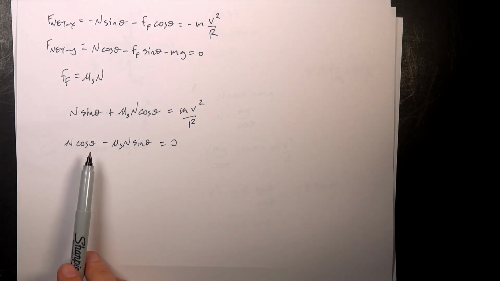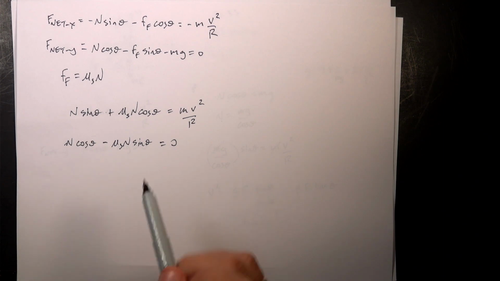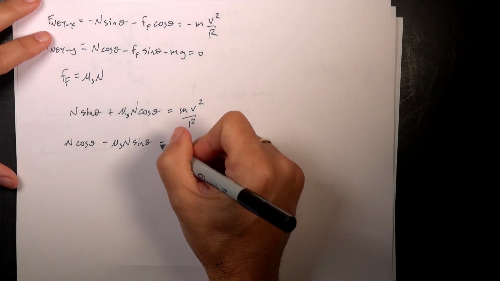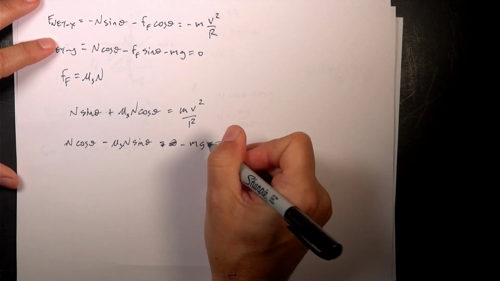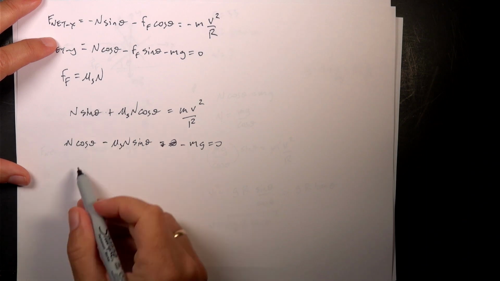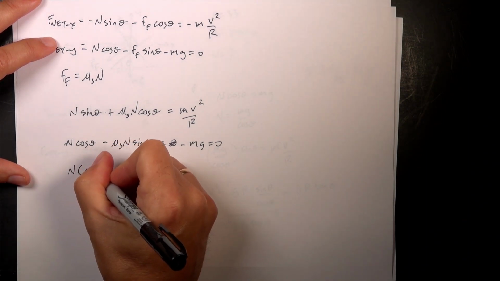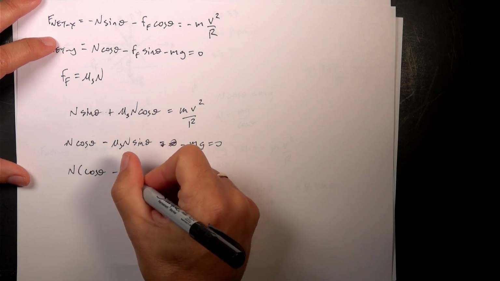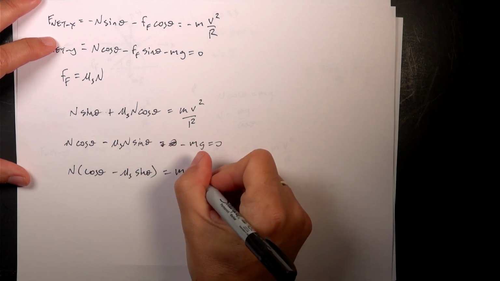Okay, I guess this one, the n's cancel. So that one doesn't help at all. Is that? No, I'm sorry, not true. I left off the mg, no wonder. Minus mg equals 0. So let's use this one to solve for n. I'm gonna add mg to both sides. I'm also gonna factor out the n. So I get n times cosine theta minus mu s times sine theta equals mg.